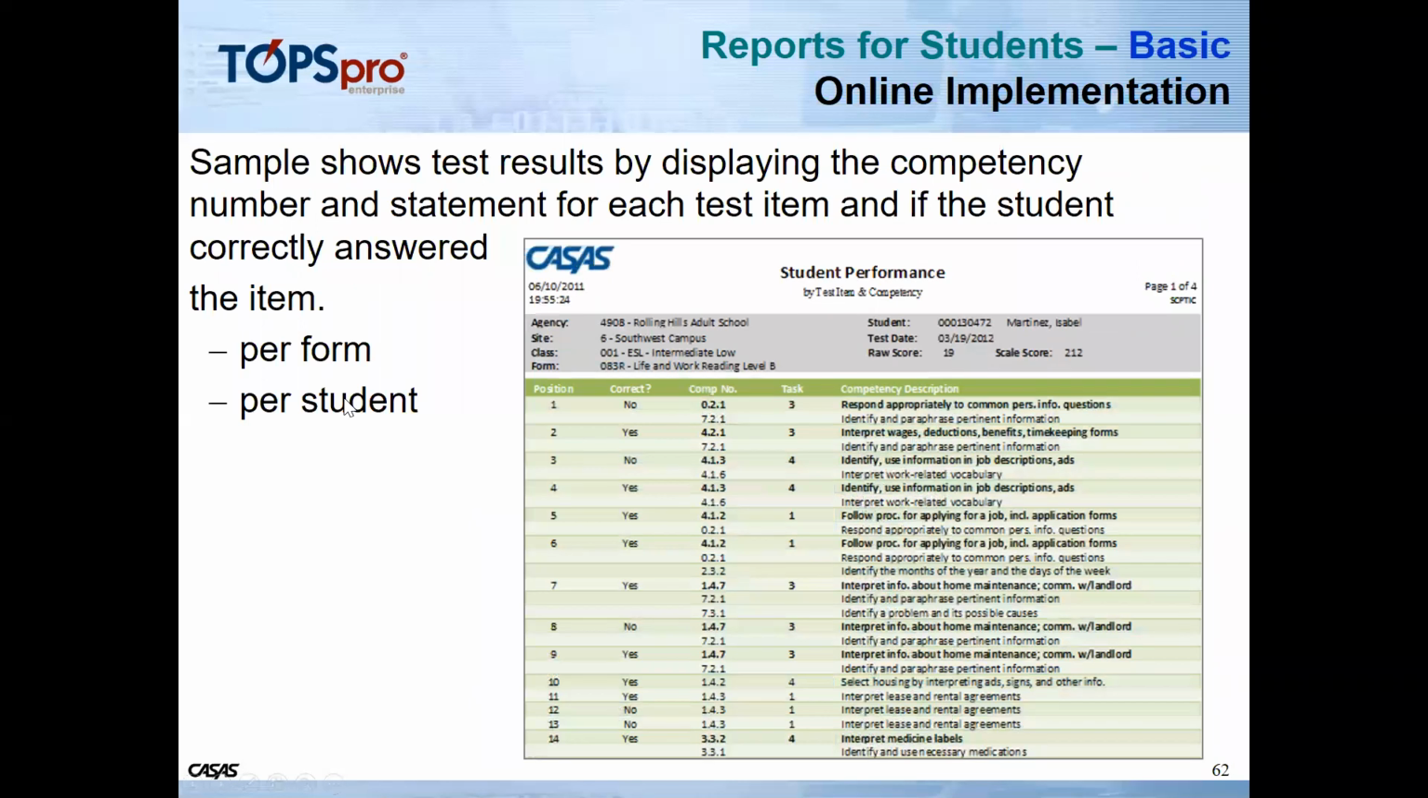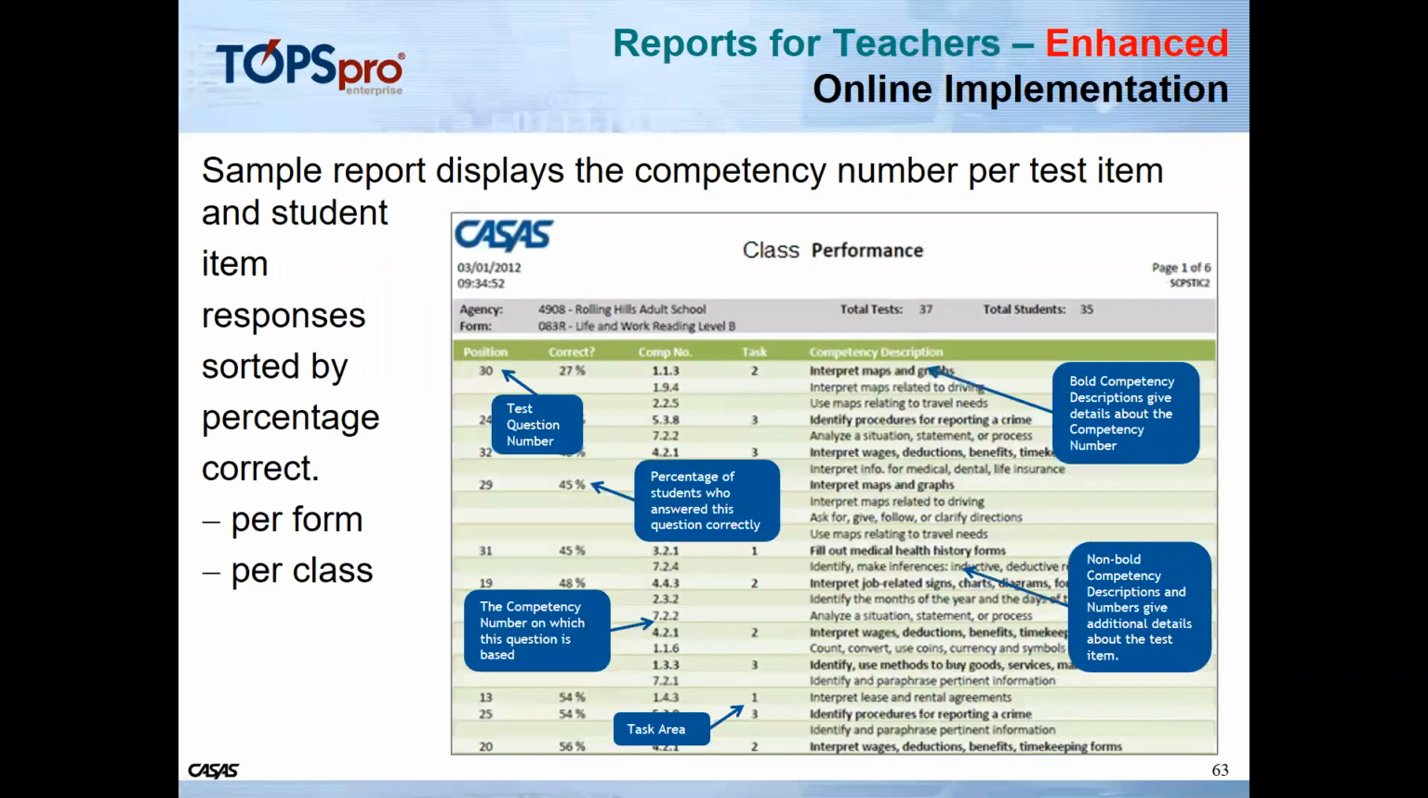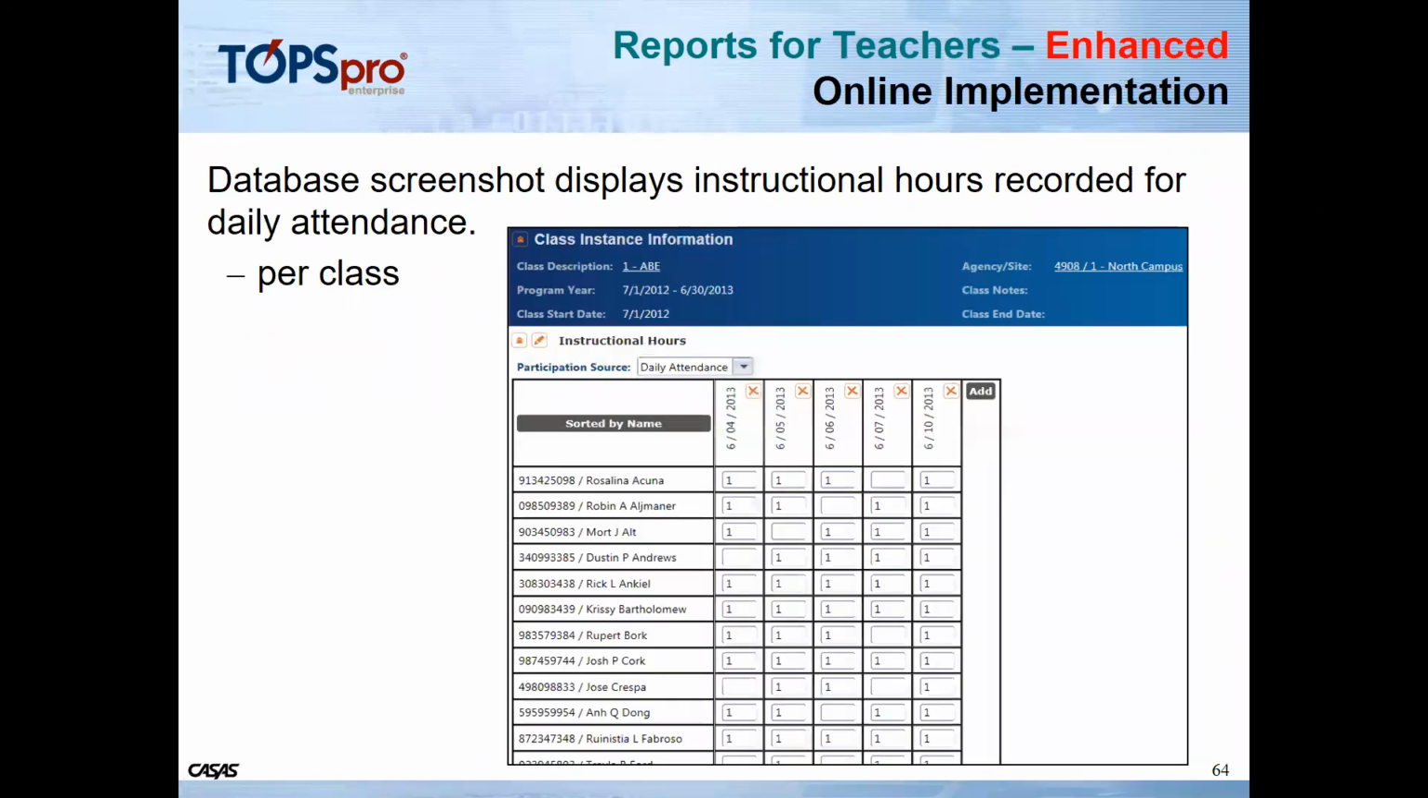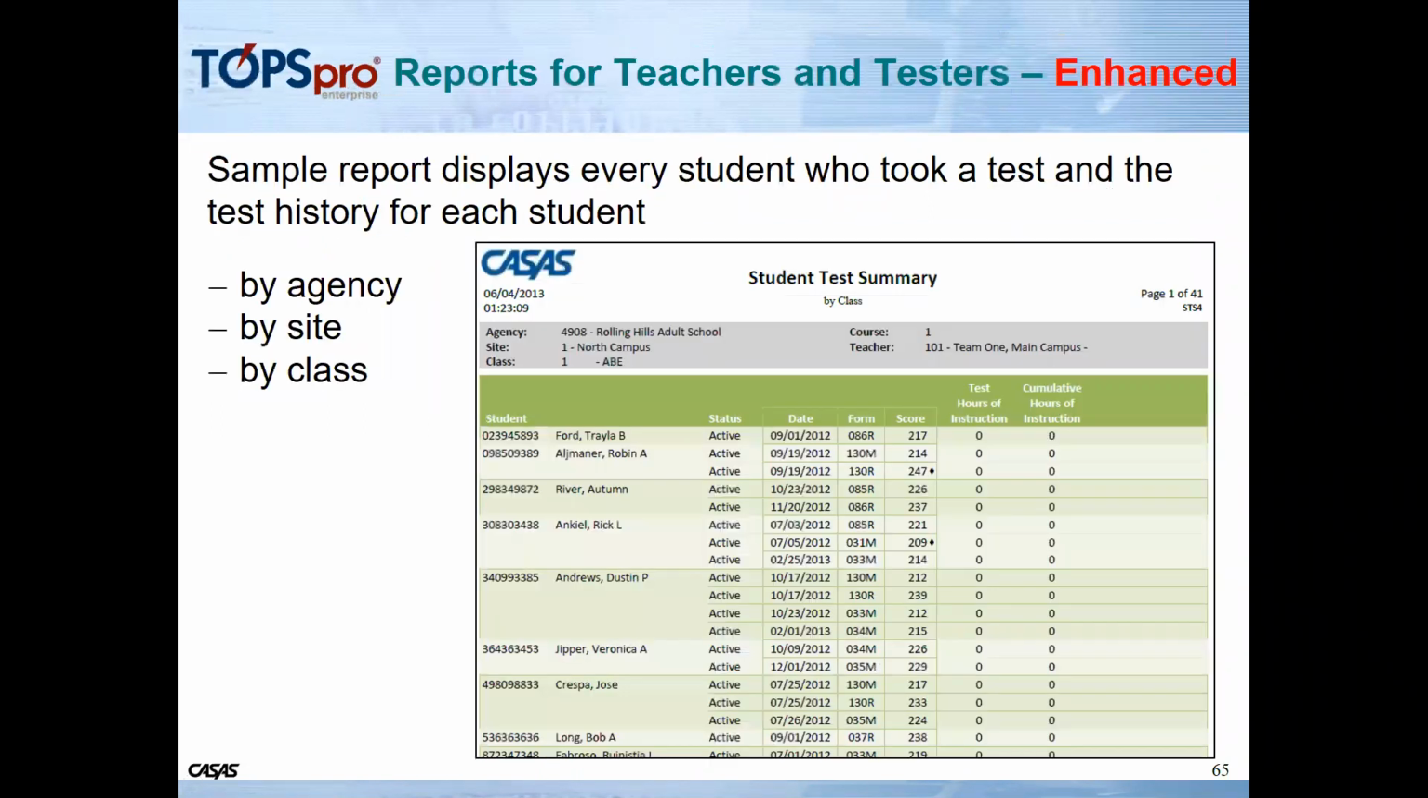Then, also with the basic, you get a student level performance by competency report. And if you want the enhanced version, you'll get the class level, which will tell you the percentage of students in the class that got an item right or wrong. Then this shows you how you can record instructional hours. And you also get a running list of the students' tests that were taken.